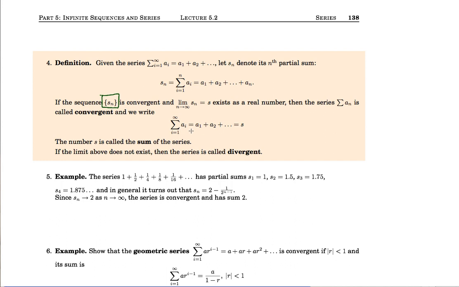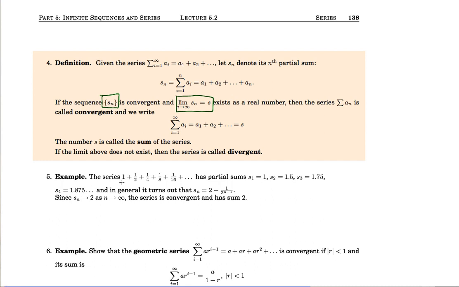And we write then that the sum of the series is equal to S, and we call S the sum of the series. If this limit of the sequence of partial sums does not exist, then we say the corresponding series diverges. So let's look at an example.